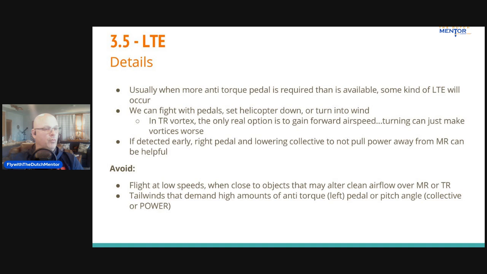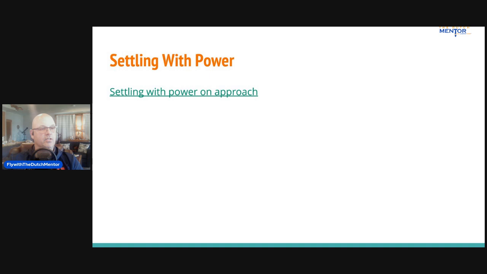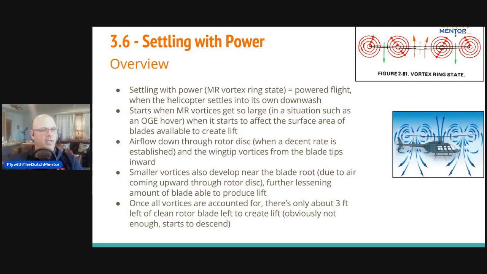So again, what do we need to avoid? We need to avoid flights at low speeds when close to objects that may alter the clean flow over both the main and tail rotor, and tailwinds that demand high amounts of anti-torque, left pedal, or pitch angle, collective or power. Again, these are very, very important. We can look at a video together of the settling with power. It was a demonstration flight done in the Swiss Alps where they sprayed a mist to really get to see what that looks like.